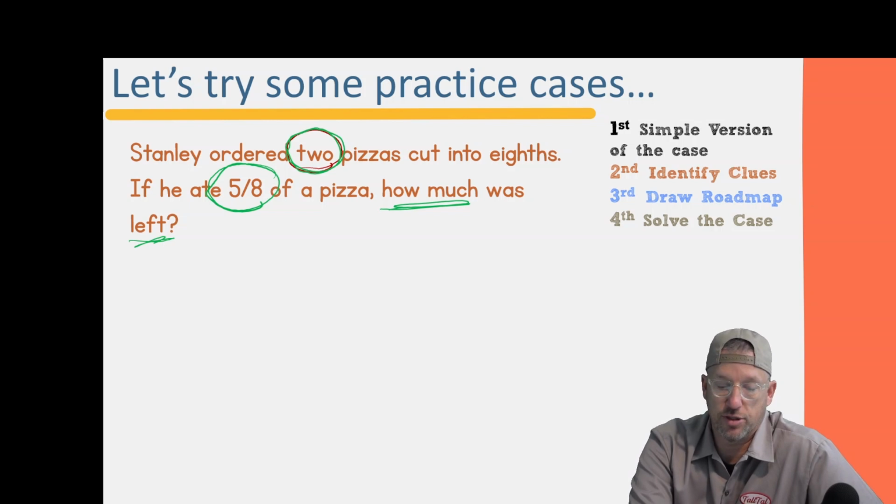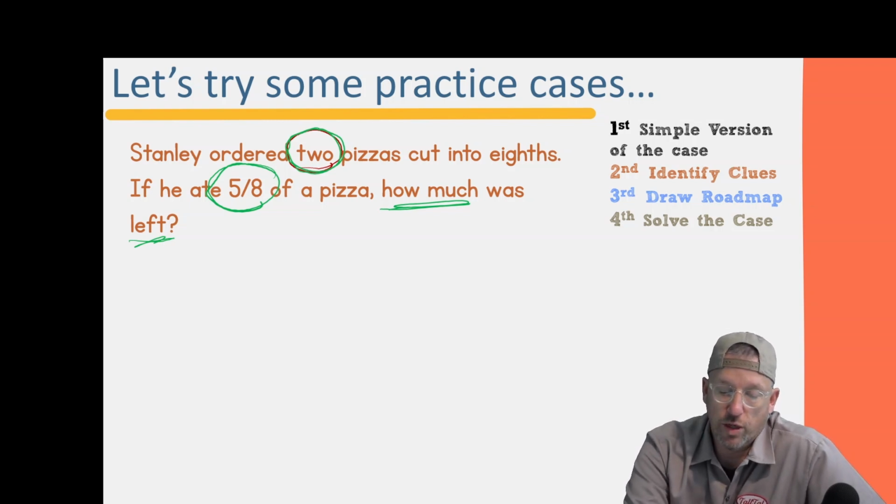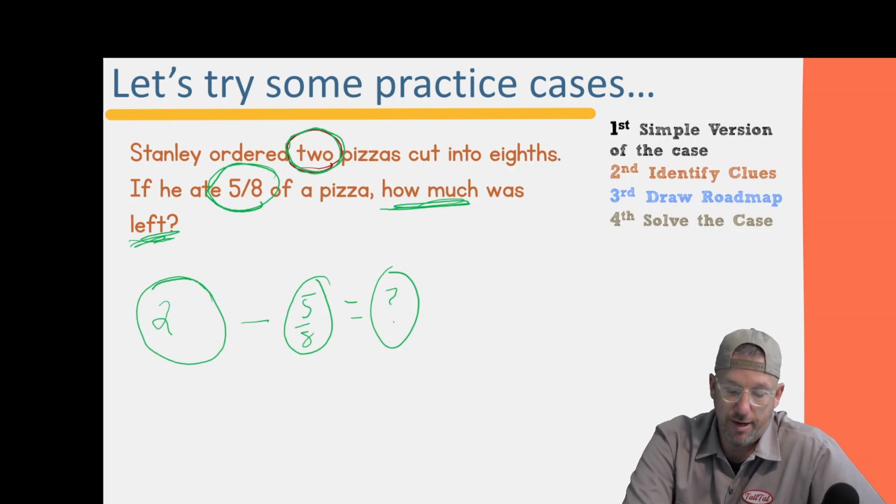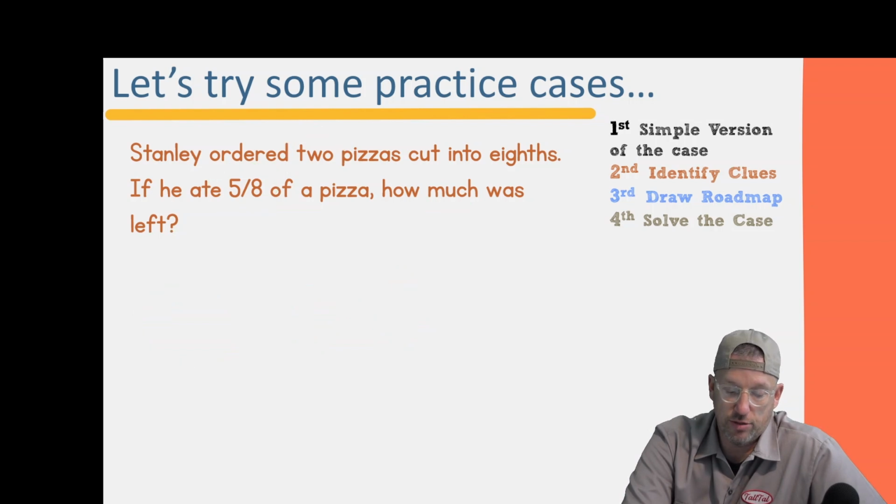Okay, so can I use my simple version of it and my clues to set up an answer situation here? Okay, so we're going to say he had some pizza. He ate some, so we know that how much was left is screaming subtraction. So he ate some, and he has some left over. So he had 2 pizzas. He ate 5/8 of it, and we want to know how much is left. And that gets us to our problem. All right, so let's go solve this bad boy.